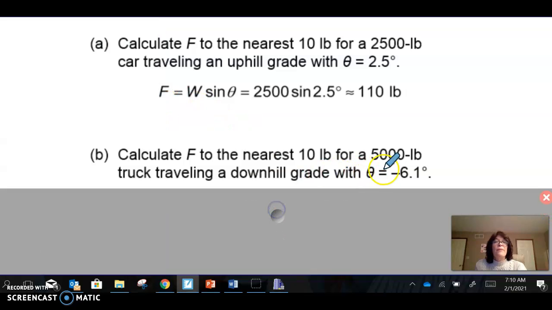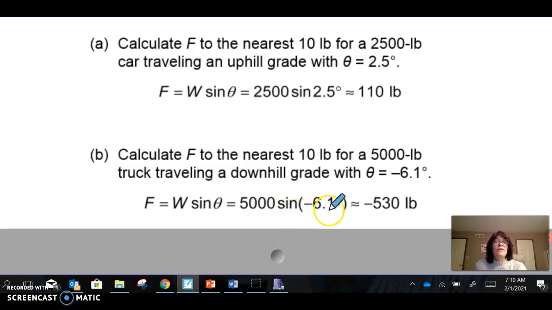Find the force to the nearest 10 pounds for a 5,000 pound truck if it's driving downhill. So the only difference is we type in a negative angle. We actually type in the negative angle there, okay? And we get about negative 530 pounds. I just typed in 5,000 sine of negative 6.1 degrees. Do that on your calculator, see what you get. All right, make sure you can get that.